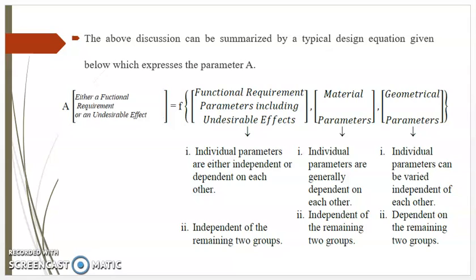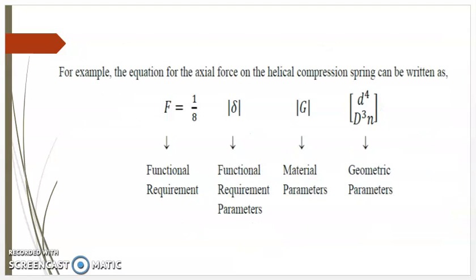Material parameters and individual parameters are generally dependent on each other, independent of the remaining two groups. In geometric parameters, individual parameters can be varied independent of each other, dependent on the remaining two groups.